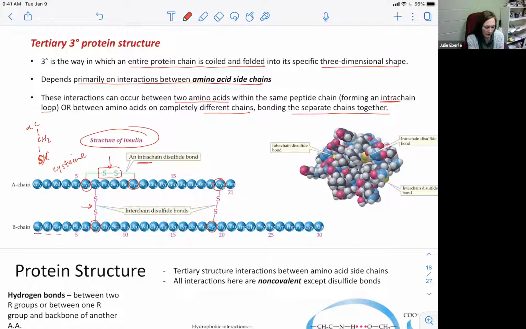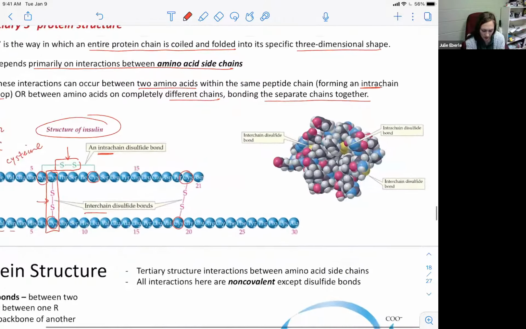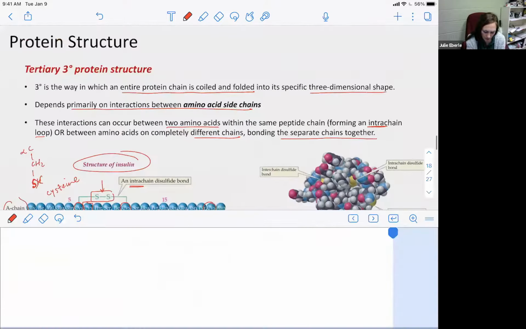But we can also link this chain A to chain B. If we have cysteine amino acids on both chains, then we could get a disulfide bond between the two chains, and so we call it an interchain disulfide bond, and that's what you're seeing here. Okay, so this is what holds insulin together. This picture over here is just showing you these yellow.